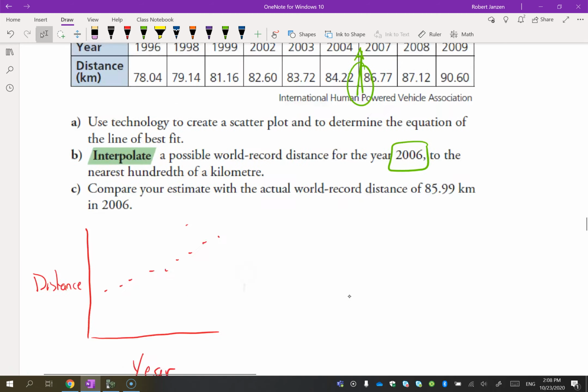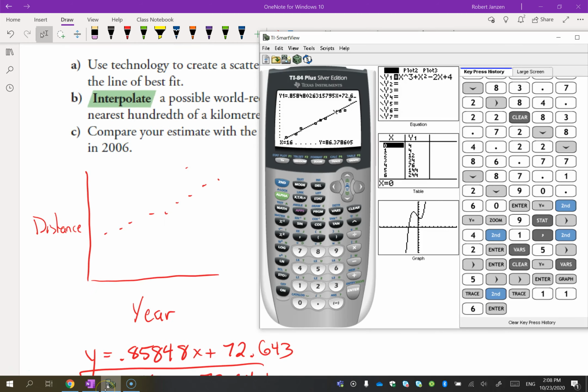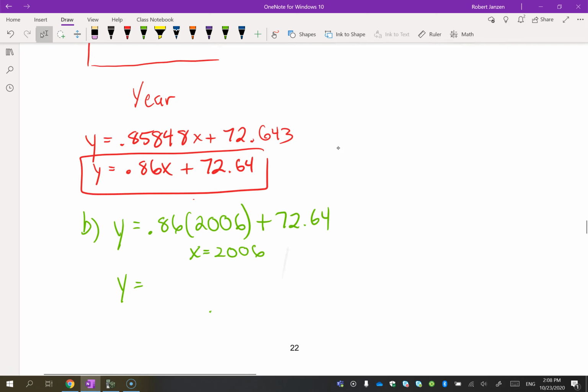What is that? Oh, sorry, it's the distance. It would be 86.4. Okay, so y would be 86.4. By the way, that's going to be the exact same answer you would get if you actually did it this way. Okay, so if you want to make yourself a little note here, we're going to go second trace, then we're going to press value, and we're going to go x is 16.